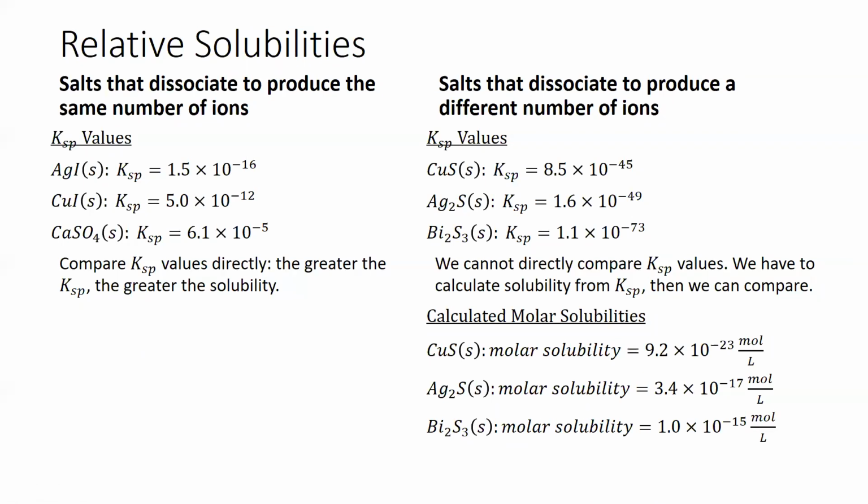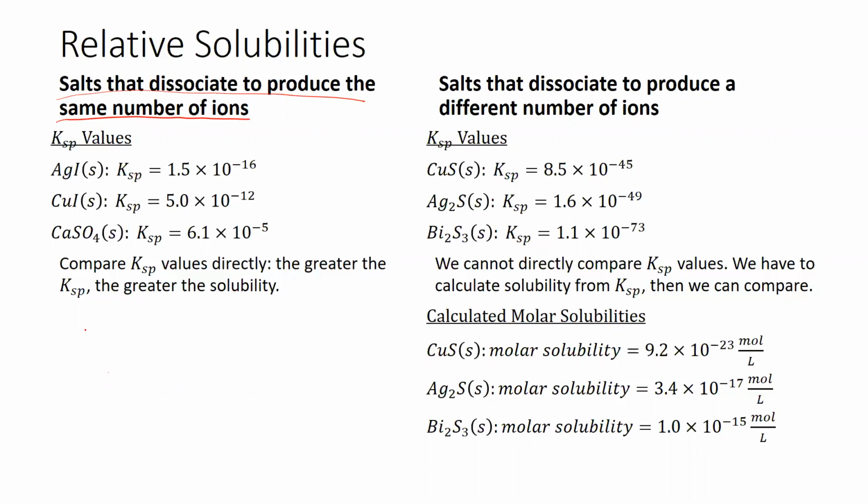When we look at solubilities, we can't necessarily compare the solubility of a substance directly from the KSP values like we could with an acid and its Ka value. At least not in all cases. In some cases we can. And in the cases that we can, those cases are going to be when we have a salt, or when we're comparing two salts, that dissolve and dissociate to produce the same number of ions. And that's a key here. If they produce the same number of ions, we can compare them directly by KSP values.